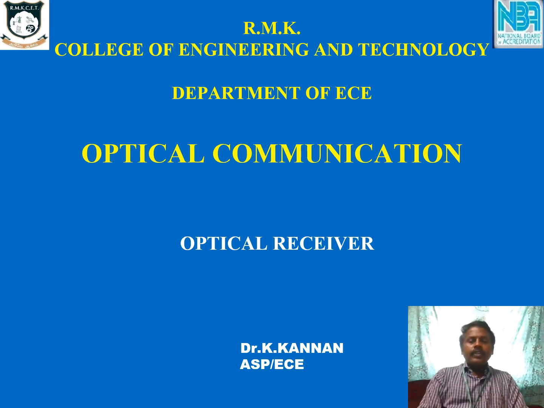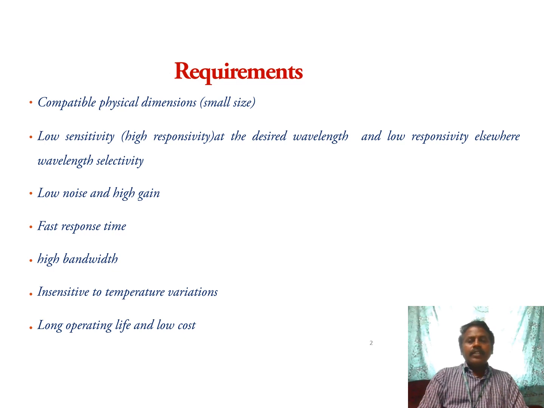So in this lecture video, I am going to discuss the importance and the characteristics of the optical detector in the receiver. So what are the basic requirements for any photodetector or photodiode? It is compatible with the physical dimension. It should be very small in size. Then high sensitivity and high responsivity at the desired wavelength and low responsivity elsewhere, wavelength selectivity. Low noise and high gain. Fast response time, high bandwidth, insensitive to temperature variations, long operating life and low cost.